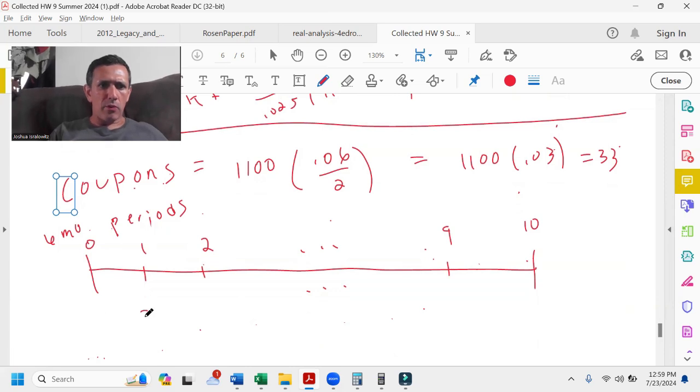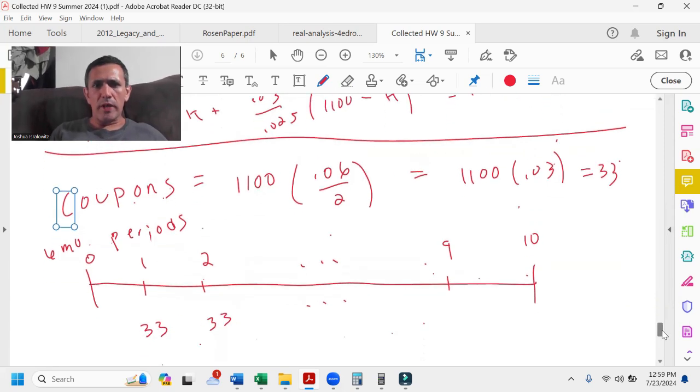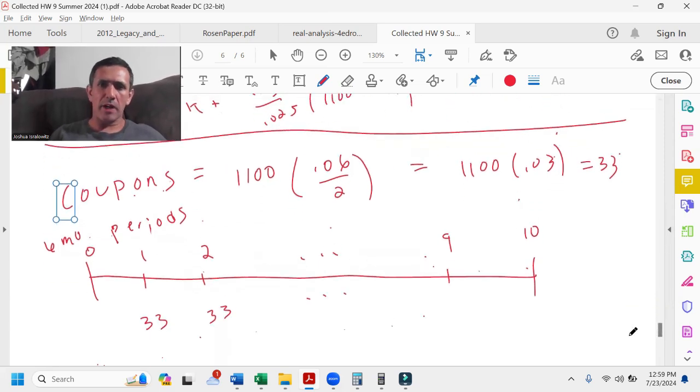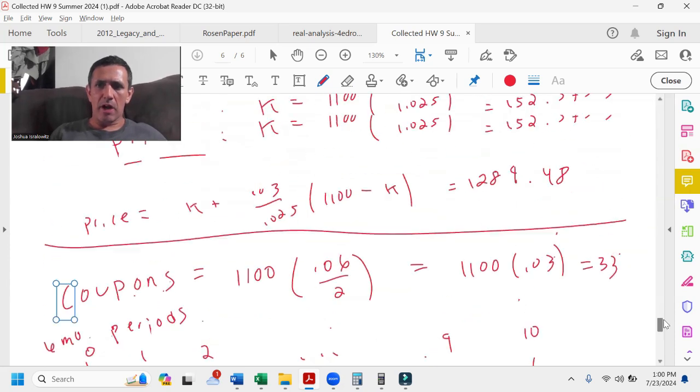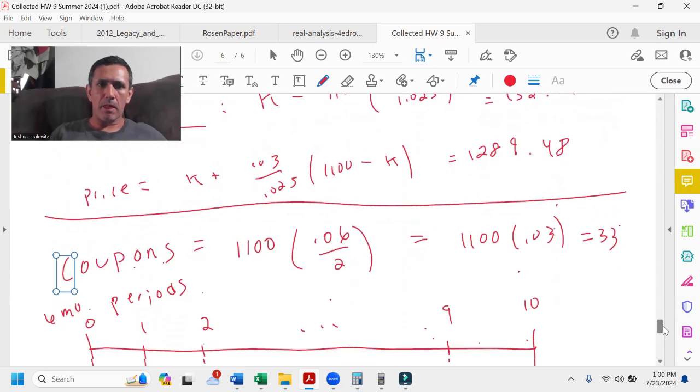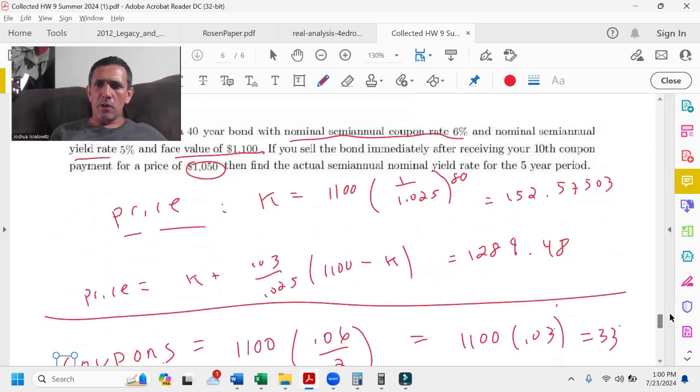Right, so we get 33, or rather, we're the ones selling the bond, I suppose. So we get 33 dollars of coupons. Right after we get the 10th one, I sell my bond for 1050. Okay.